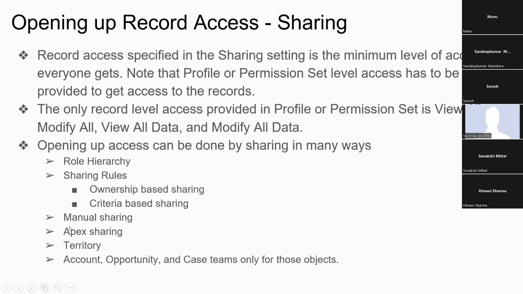Apex sharing is through the program, what you can do. Territory management, we will not cover these two things. And there is another one called account, opportunity and case teams management, through which you can open up the records. So these are all the 5 or 6 ways that you can make use of to open the records. Does it make sense, guys? Yes, sir. Okay. So we will go through each one of them.